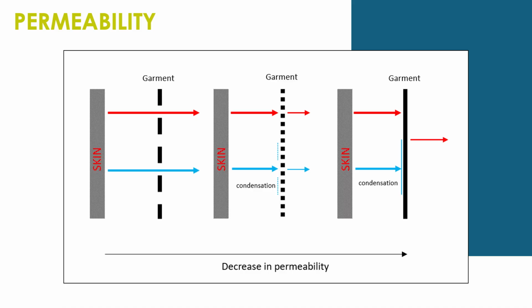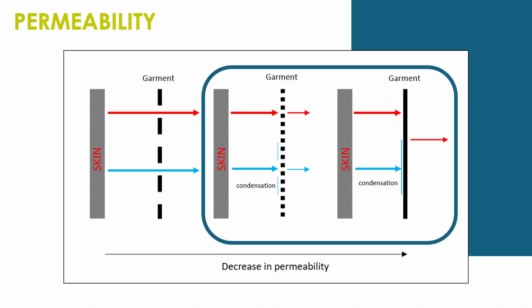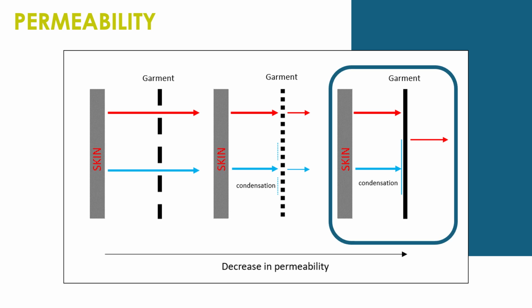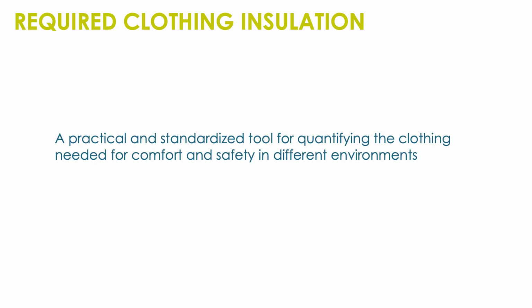As permeability decreases, middle and right panels, the garment becomes more resistant to air and water vapor. However, if the garment is too impermeable, like a fully waterproof, non-breathable rain jacket, it can trap moisture from sweat inside, leading to condensation. This can then make the skin or inner layer of clothing wet, reducing insulation and leading to discomfort.